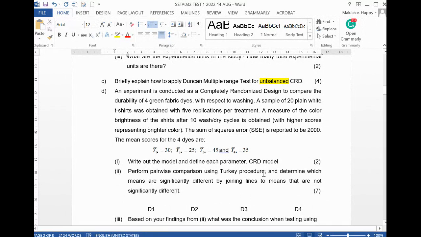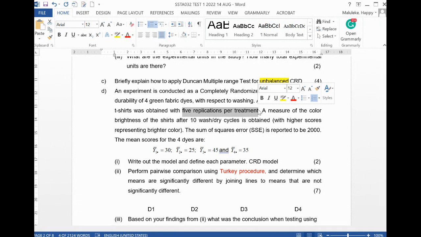Perform pairwise comparison using the Tukey method. So what was happening here is that the problem is balanced. Remember, we're having 5 replications per treatment. So the problem is balanced. That is the first part. We know that the problem is balanced.